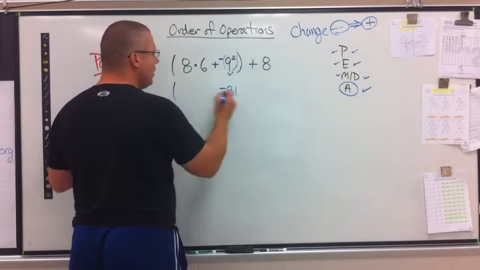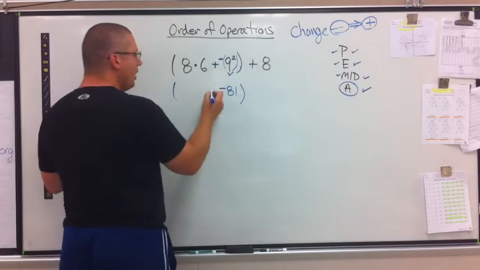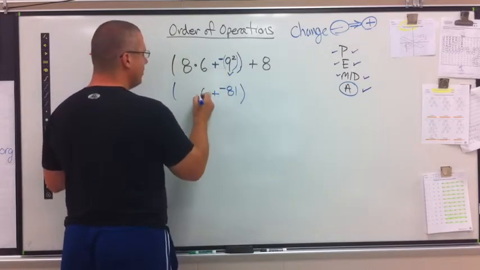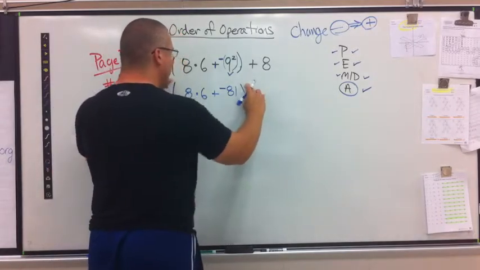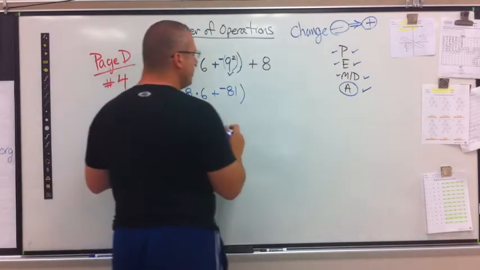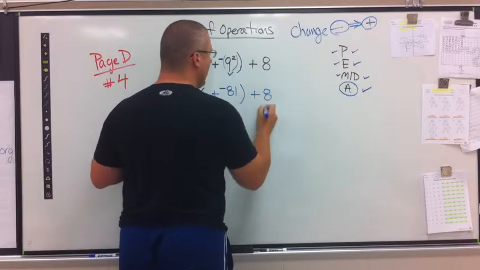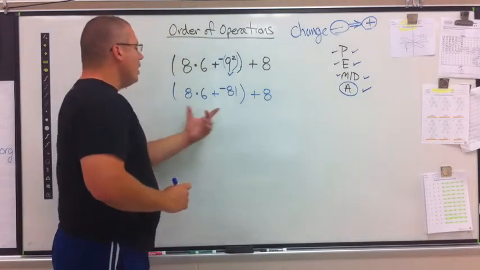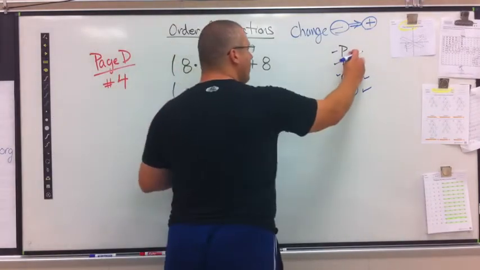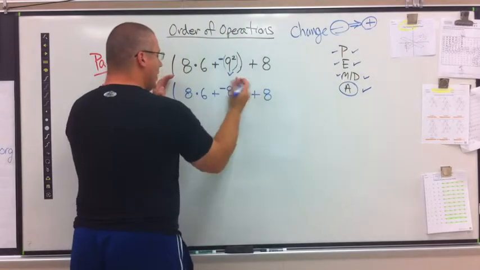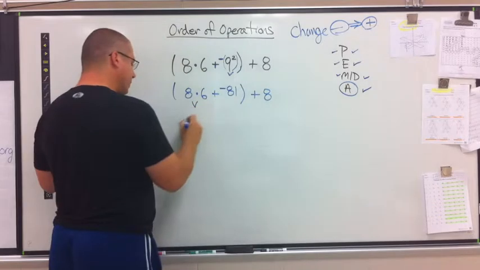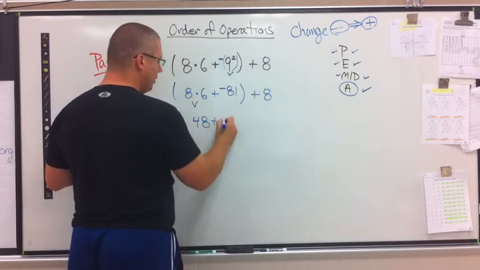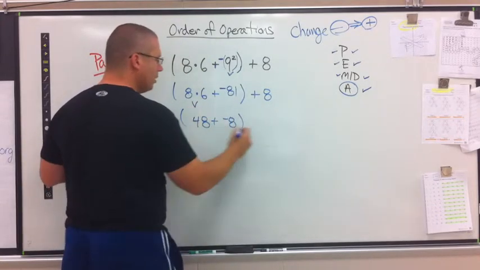I still must fill in the rest of the items. I still have a plus sign, I still have a 6, I still have a times 8. I still have my parentheses because I have not finished all the operations inside. And I still have a plus 8 on the outside. What do I have? I still have parentheses, so I work inside the parentheses. Now I have times and add. Multiply comes next. So this is 48 plus negative 8 plus 8.